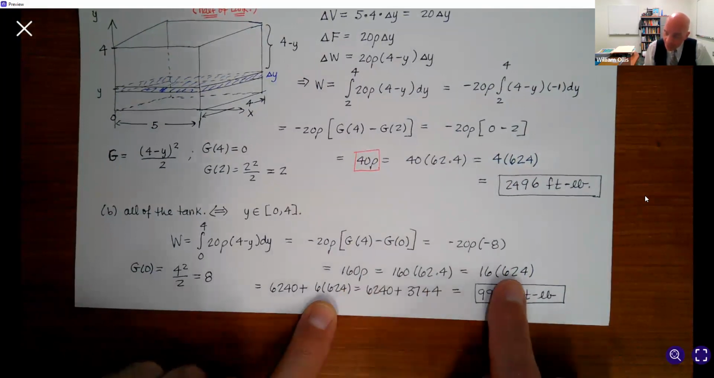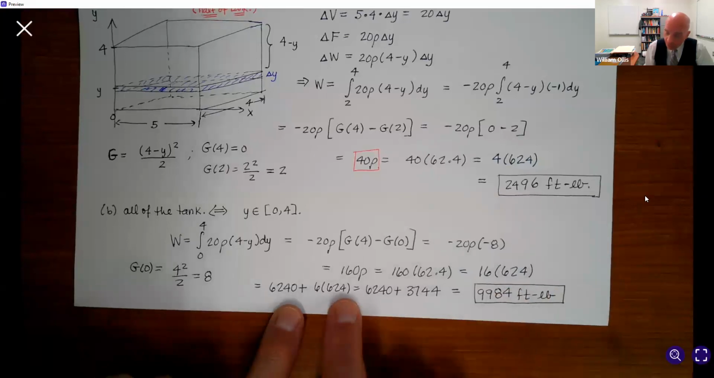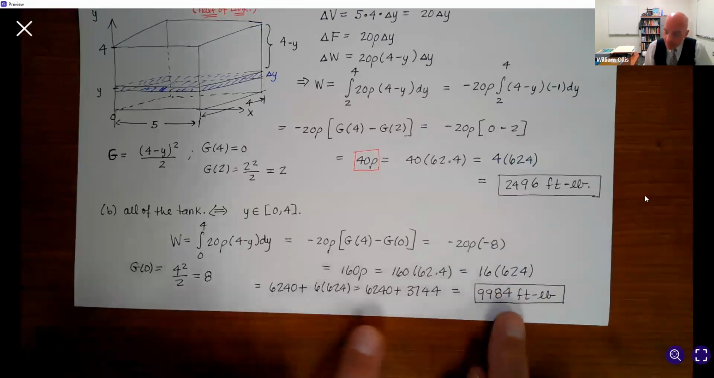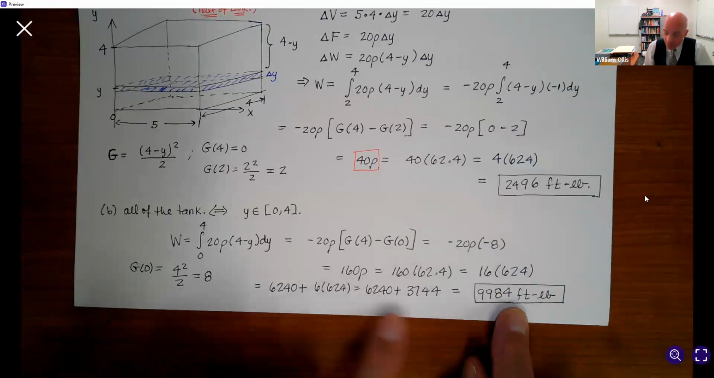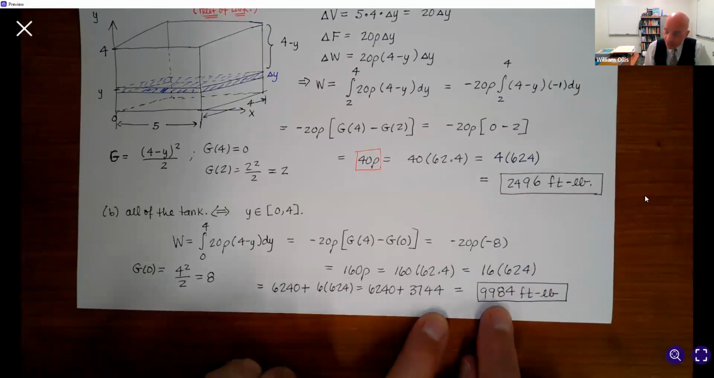We get a 16 times a 624. You can break that into 2 pieces, a 6 and a 10, to get 6240. And then 6 times 624 will be 3,744. Add that up, you've got 9,984 foot-pounds.